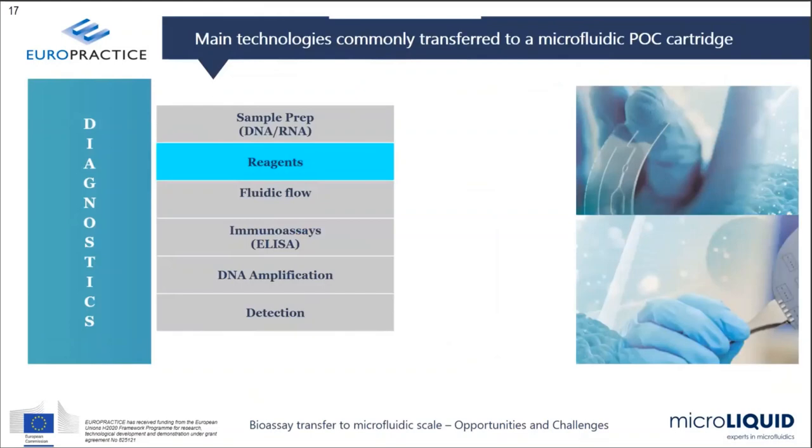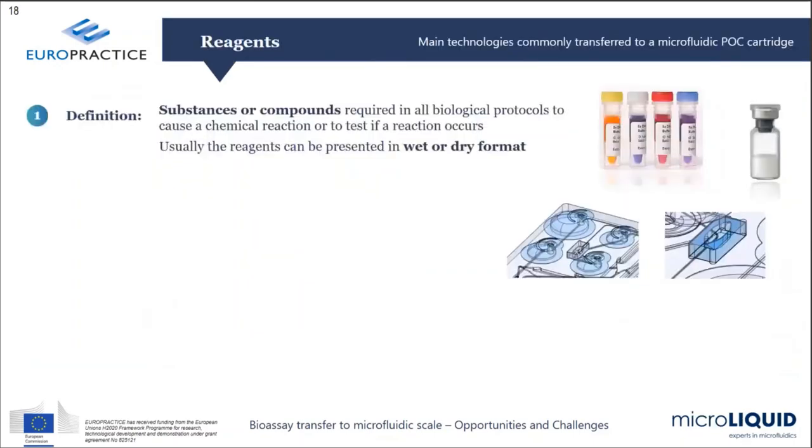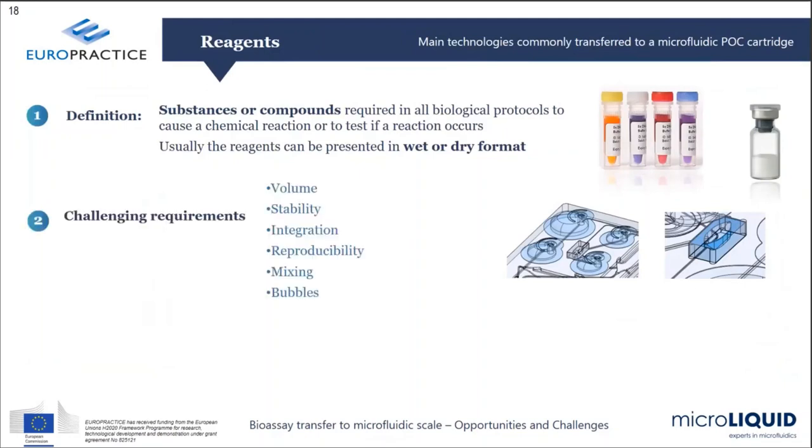So let's move now to the different technology that we will need next, which is the reagents. So we have the sample now, we have the targets, and now we need the different reagents in order to work the bioassay that we need to carry on with the microfluidic device. What is a reagent? It's just the different substances or compounds which are required in order to run a biological protocol, which is going to be used for the detection.